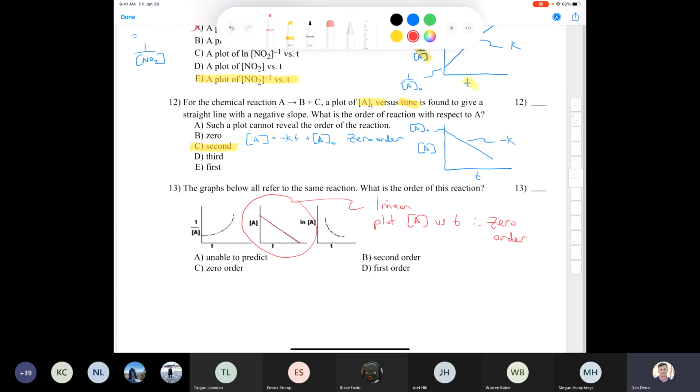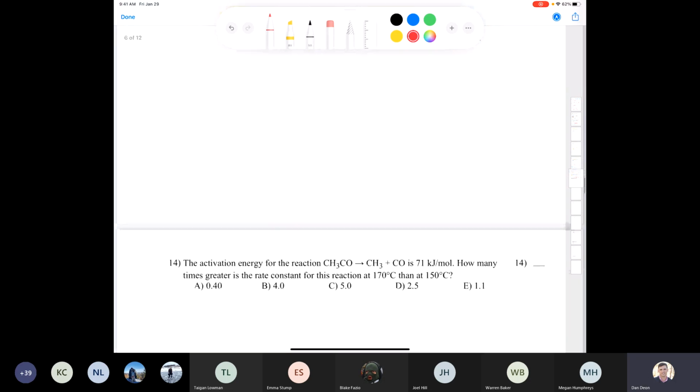Okay, it doesn't mean that you can't plot the ln of A and you can't plot the reciprocal of the concentration of A. However, those don't give you linear plots. All right, there we go. Let's move on to question 14.